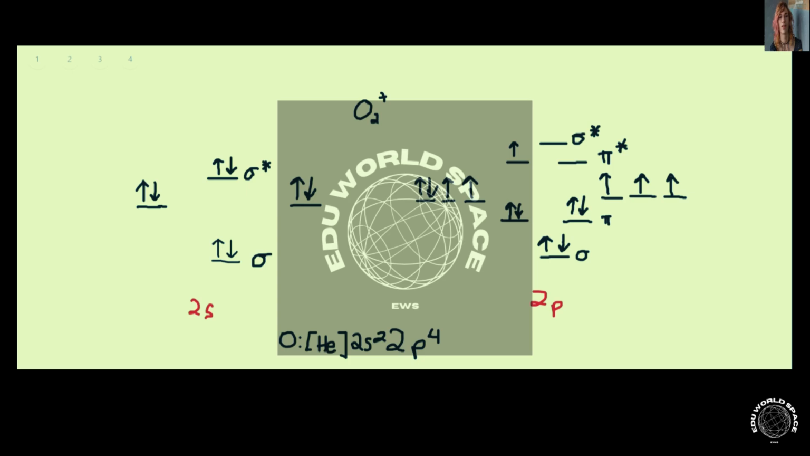So if you have a paramagnetic material and you apply a magnetic field towards it, it will actually move towards the magnetic field. Diamagnetic is the opposite. If you apply a magnetic field towards a diamagnetic material, it will actually be repelled from the magnetic field.